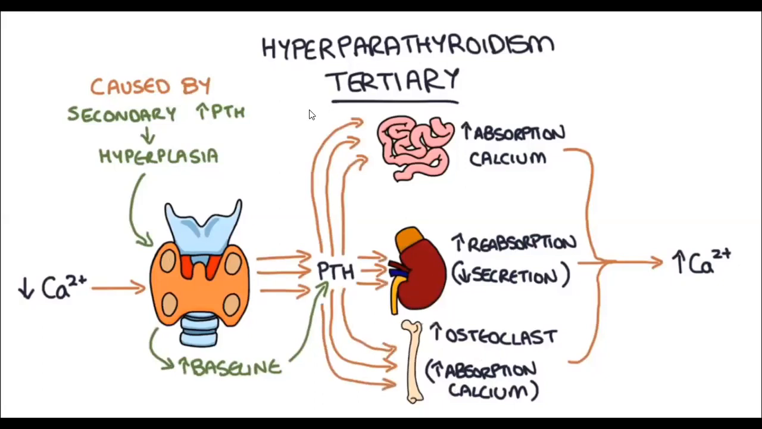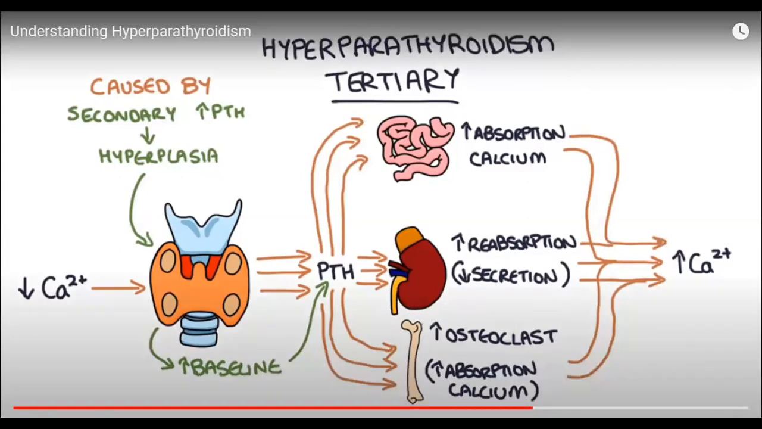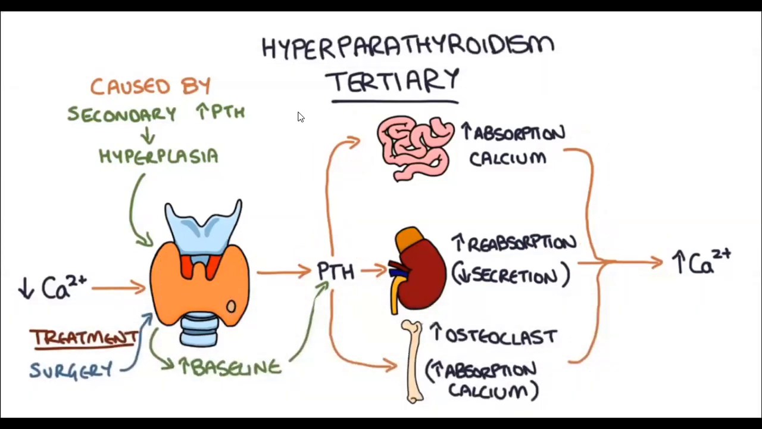What happens is this leads to a high absorption of calcium in the intestines, kidneys, and bones, and it causes hypercalcemia, or a high level of calcium in the blood. And we can treat this by surgically removing those big bulky glands and leaving just enough tissue that you get a normal level of parathyroid hormone.